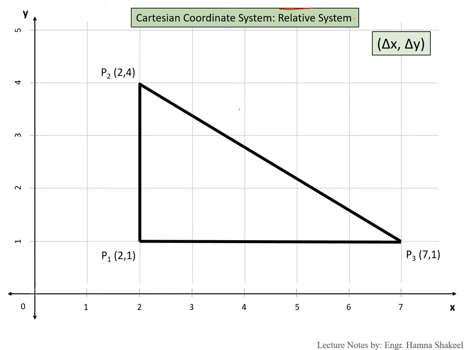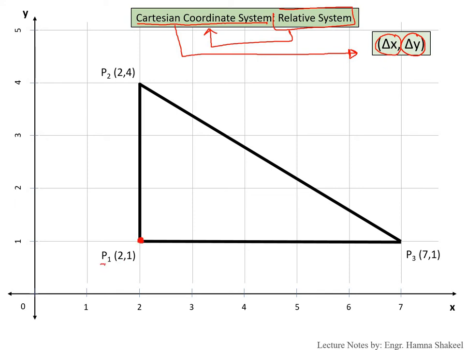Let's move on to the relative system in Cartesian coordinate system. As it is Cartesian coordinate system, you represent the location using two distances, x and y. But in this case, the distances are not from the fixed line. Instead, the location is relative to the previous point.